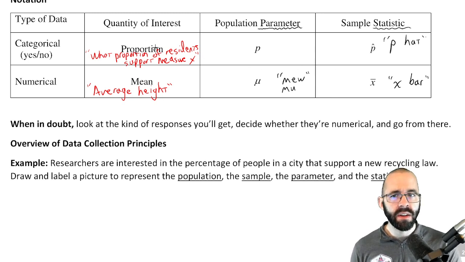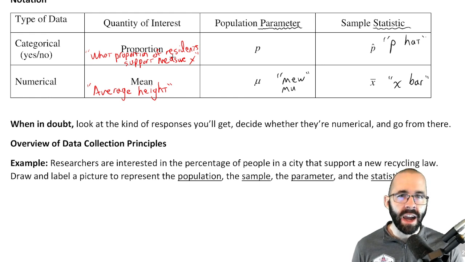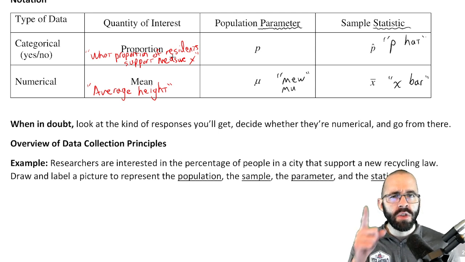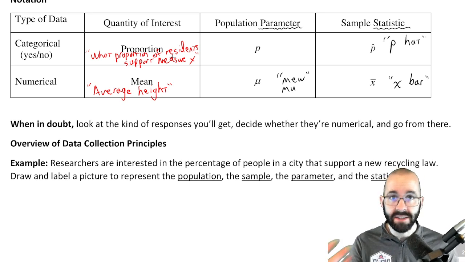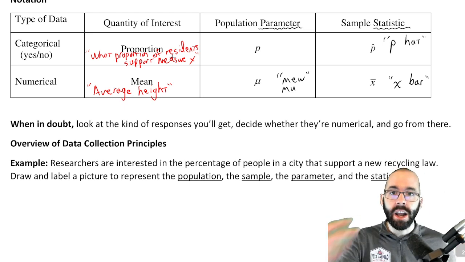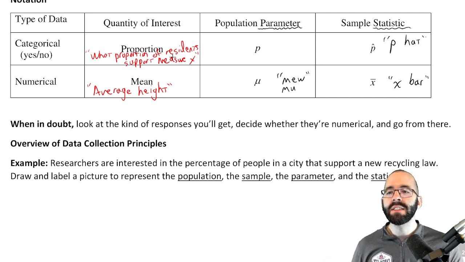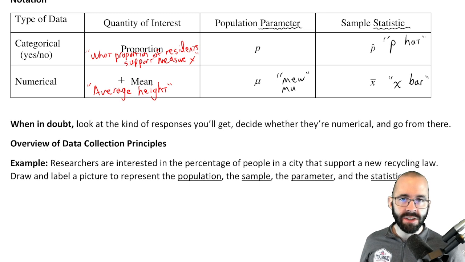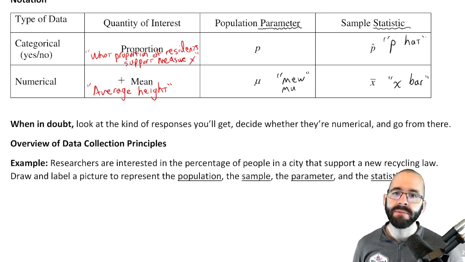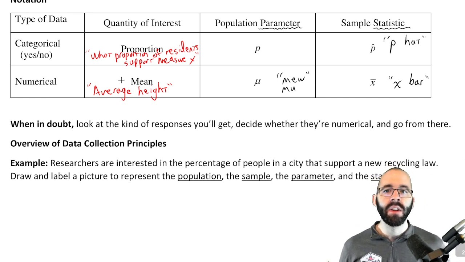If you're ever unsure of whether something is going to be a proportion or a mean, look at the kinds of responses that you're going to get. If we're curious about the percentage of people who support measure X, think of the question that you're asking those people. The question is, do you support measure X? Yes or no? That's the answer, yes or no. Oh, that's categorical data. We're going to care about proportions, P and P hat here. Or if you're asking average height, think about what question we're asking people. We're asking people, what is your height? What answer are they going to give? A number. Okay. So if you're unsure about what to do here, look at the responses and the questions, and then you can go from here.